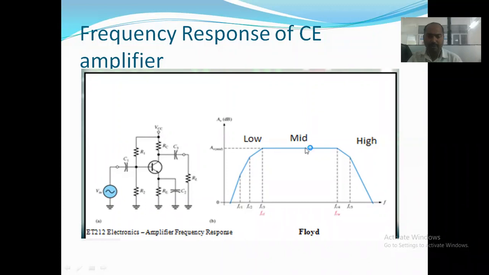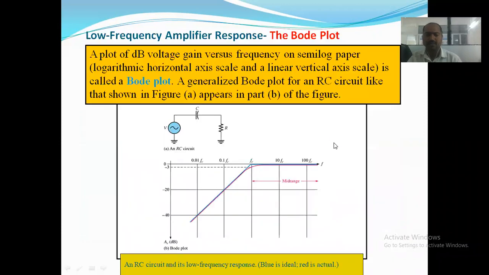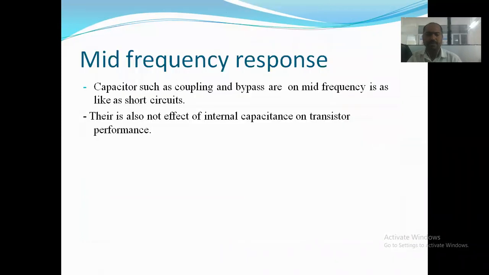But during the mid frequency, whatever the output coming, that should be more. So during the mid frequency, gain should be maximum. This is the effect of your mid frequency.